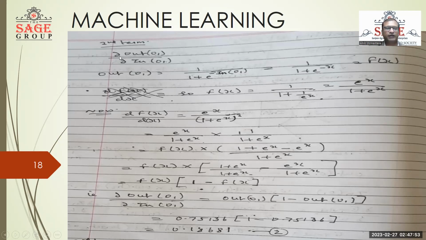So when I partially differentiate this del out O1 upon del in O1, I'm getting this as my output. f(x) is nothing but my out O1, so out O1 into 1 minus out O1. We already know the value of out O1, it is 0.75136. So we just put in the values and we can get 0.18681. So this is the output, my second term.